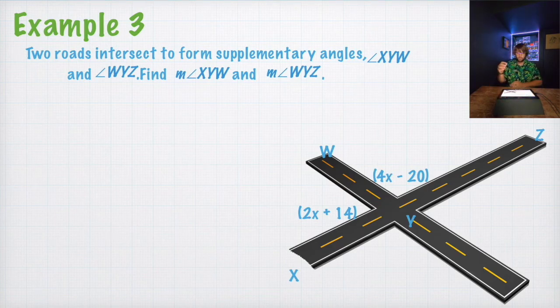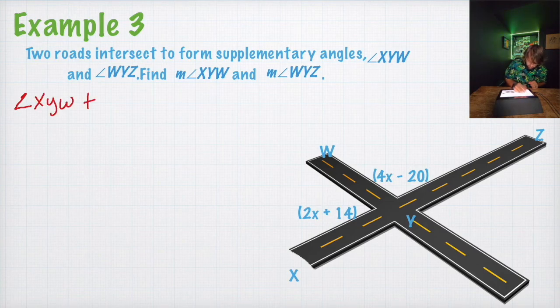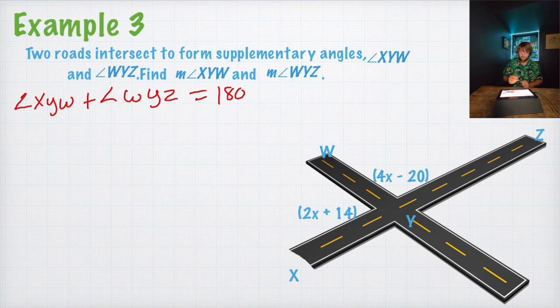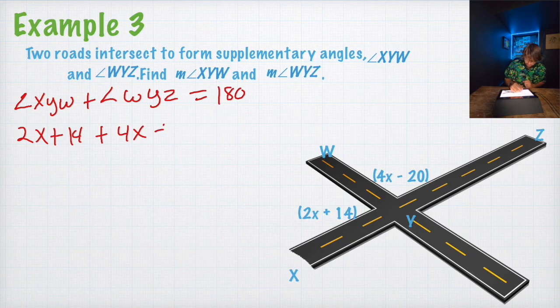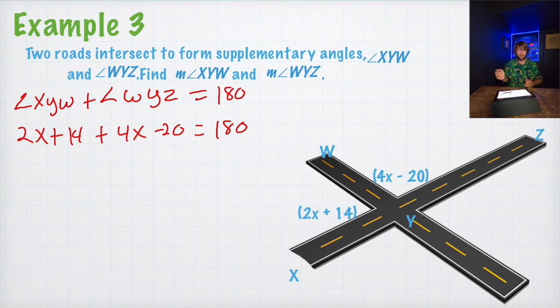So the first part of this is we need to figure out what our x value is. And we can do that because we know that angle XYW plus angle WYZ add up to equal 180 degrees because they are supplementary. That's why we know that. Now we can take our given information about those two angles and plug it in and solve. XYZ is going to be 2x plus 14 plus 4x minus 20, and that's all going to add up to equal 180 degrees. Now we need to combine our like terms.